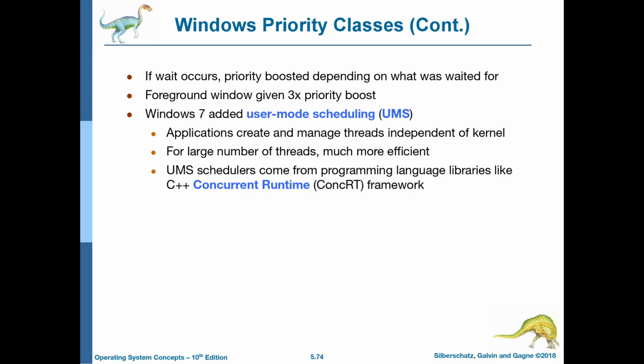Now, if a wait occurs, the priority is boosted. So if that particular job is forced to wait, then it would be increased in priority. Thus, we have a multi-level feedback queue. The foreground window, of course, was given a 3 times priority boost, simply because that's the most interactive part of a Windows system. And then we had user mode scheduling, which was an interesting creation added in Windows 7, where the application that creates and manages threads can do this independent of the kernel and set its own scheduling. The UMS scheduler comes from languages like the concurrent runtime framework.